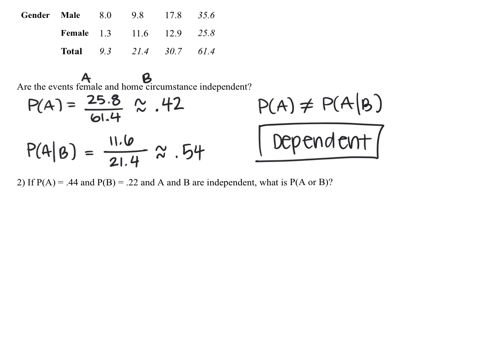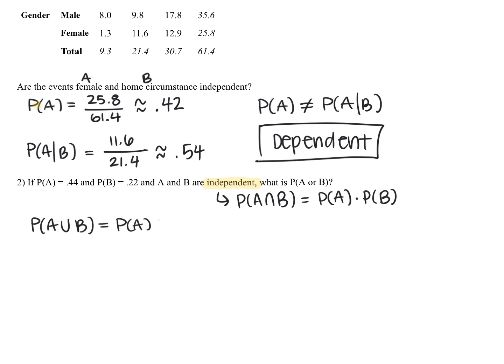The first thing to notice is that because the events are independent, the probability of A and B is the probability of A times the probability of B. I do not know these events are mutually exclusive. So for my probability of A or B formula, I have to use the probability of A plus the probability of B minus the probability of A and B, because the only thing I know is that they're independent.